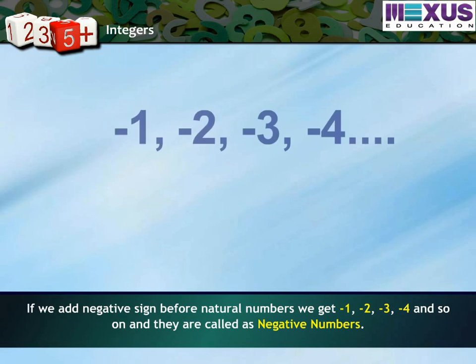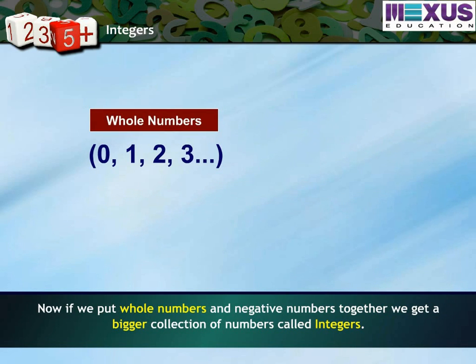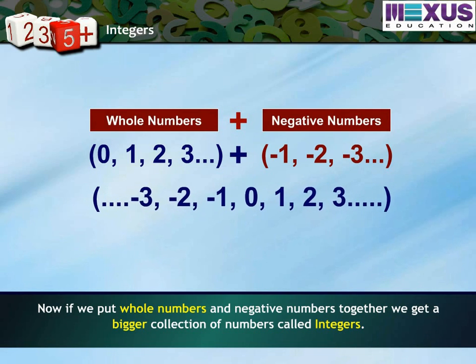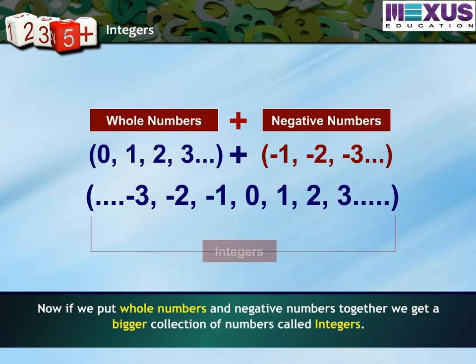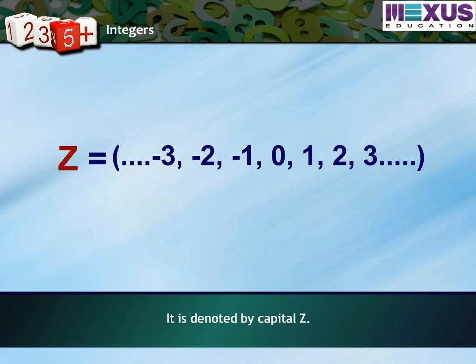If we add a negative sign before natural numbers, we get -1, -2, -3, and so on, and they are called negative numbers. Now, if we put whole numbers and negative numbers together, we get a bigger collection of numbers called integers. It is denoted by capital Z.